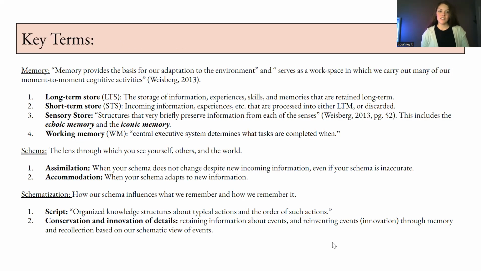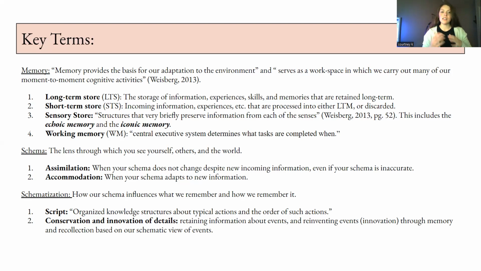So, key terms. First, we have memory. Memory provides the basis for our adaptation to the environment and serves as a workspace in which we can carry out many of our moment-to-moment cognitive activities. In memory, you have the long-term store, the short-term store, sensory store, and working memory. Long-term store is information that has been processed as important, and so it gets stored for long-term remembrance. Short-term store is in that working memory where you remember it for a short amount of time, and it's either decayed or it's put into long-term store.